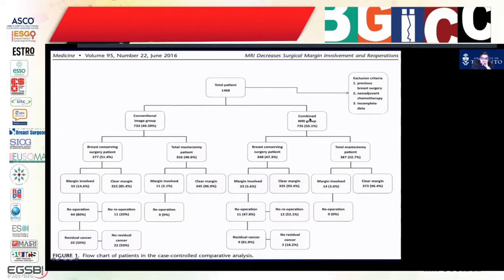And just to briefly show you, this was the arm that used MRI. Out of the women in whom breast conservation was performed, margins were involved in 5.6% versus 14.6% in those that didn't have MRI. And if you follow these ones, they had surgery, they had reoperation, and out of them, 9 had residual cancer, as opposed to here, 22 had residual cancer. So it did show some degree of improvement in the re-excision rates. So there's variable literature on that.